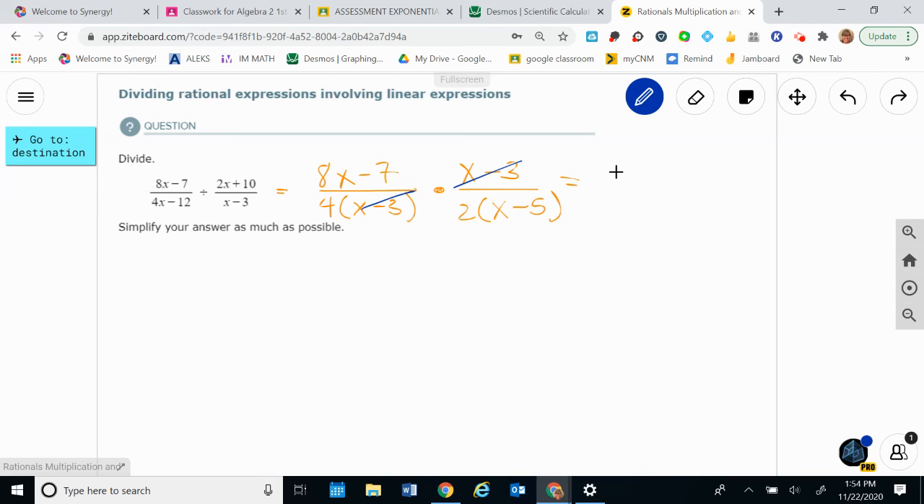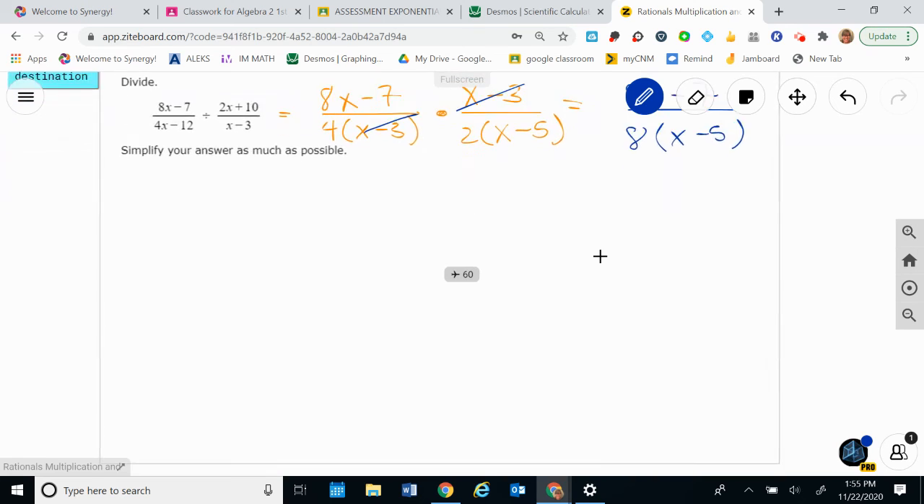So we're just going to get 8x minus 7 over 4 times 2 is 8 times x minus 5. And I think you can leave these in factored form. It's really common to leave it in factored form. Don't be tempted. I was tempted, you guys. I took the bait and then I realized, wait a minute.